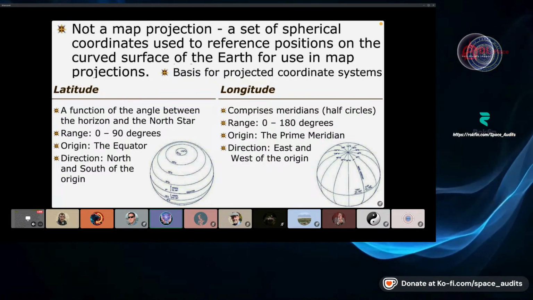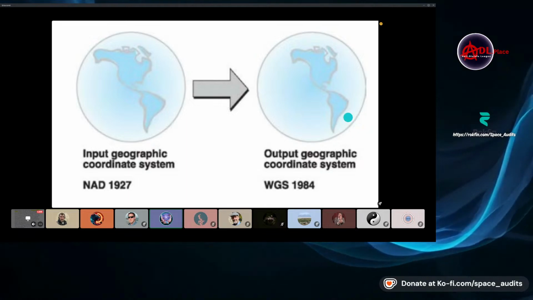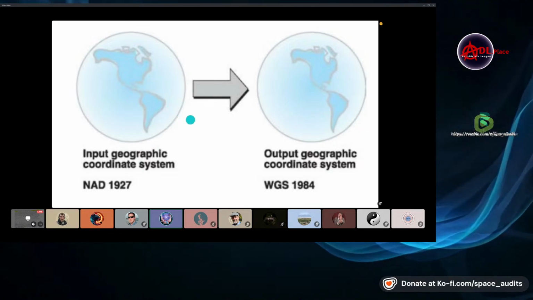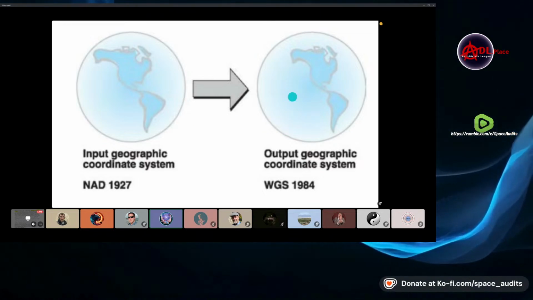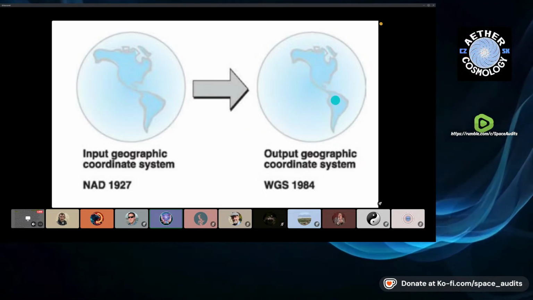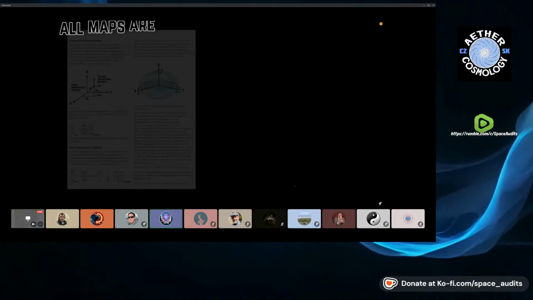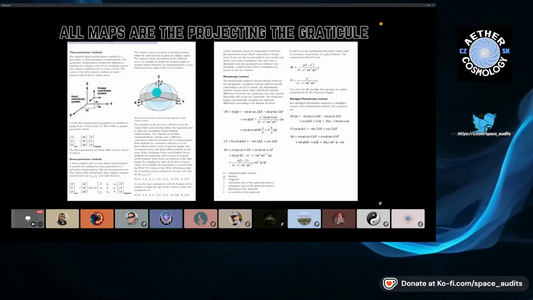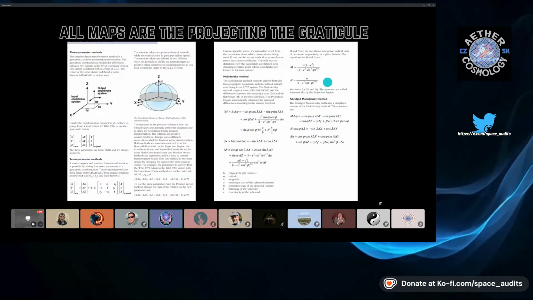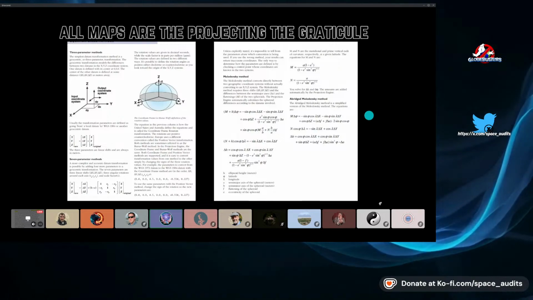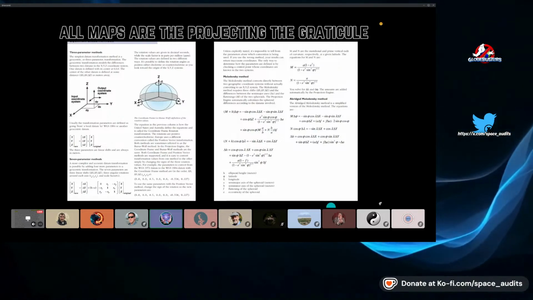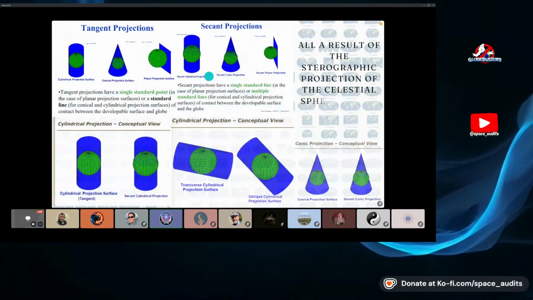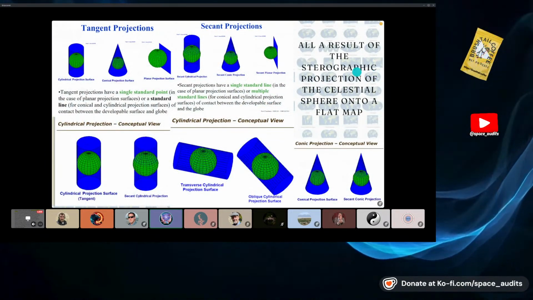It'll be about an hour. So garbage in, garbage out. I mean, NAD83, WGS84 geographic spherical datums in, and then geographic spherical datums out, right? You put a coordinate system in, it comes out in the same coordinate system. This is just basic FOIL, right? So all maps are projecting the graticule. They're translating the graticule. They're distorting the graticule. They're projecting, translating and transforming the graticule. They're doing all sorts of these projections, but it's all based on projecting a sphere onto a flat plane, right?